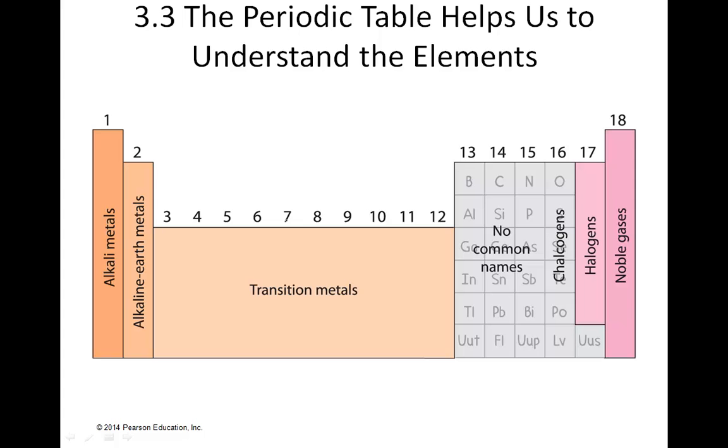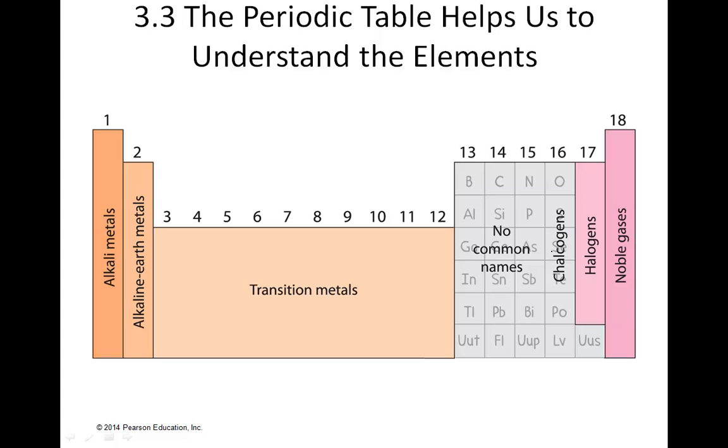And then groups 13 through 16 don't really have common names. Some people call group 16 the chalcogens, but I typically don't, so I'm not going to worry about that. But if you're interested, chalcogens is the name of group 16. Group 17 are called halogens, and group 18 are noble gases.